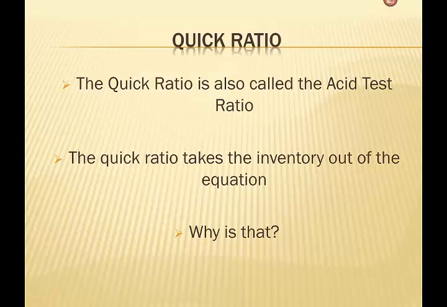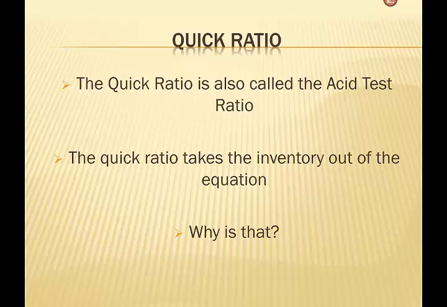Hey everybody, we're back taking a look again at another liquidity ratio. This time we're going to look at the quick ratio. This is also called the acid test ratio. In this one, it is exactly how we calculate the current ratio. However, this time we're going to take inventory out of the equation. And so why is that?